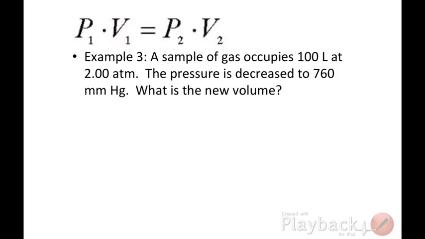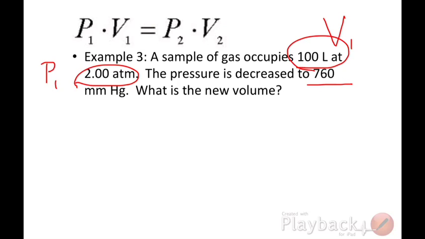Example 3. A sample of gas occupies 100 liters at 2 atmosphere. The pressure is decreased to 760 millimeters of mercury. What's the new volume? Ooh, this is a tricky one because it's adding something new. Okay, so let's check this out. A sample of gas occupies 100 liters. Okay, liters are volume. So here's our V1. At 2 atmospheres. Okay, atmospheres are pressure. That's P1. The pressure is decreased to 760 millimeters of mercury. Well, that's pressure 2. What is the new volume?